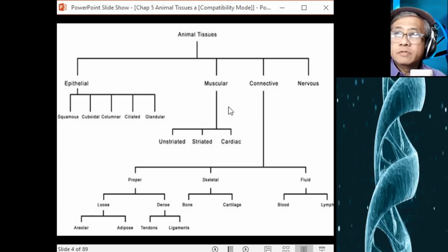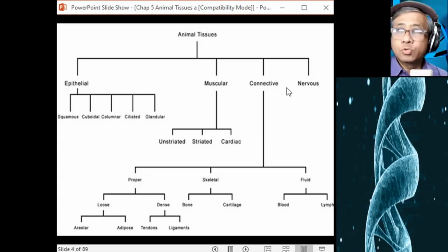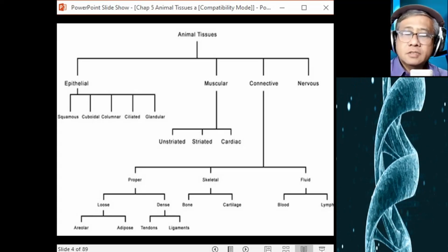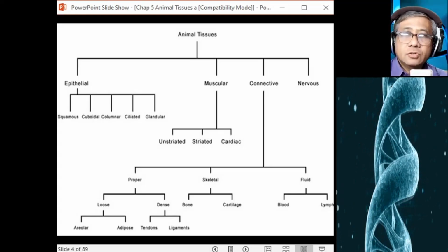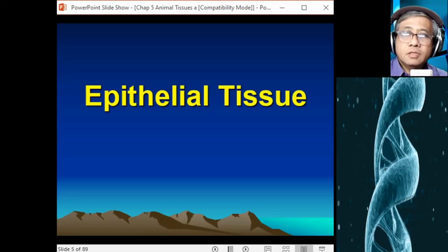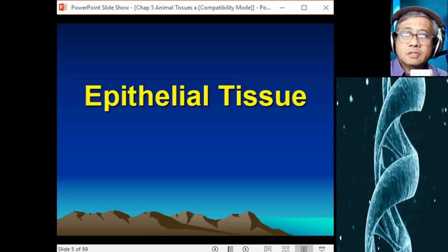And we have nervous tissue. The basic unit of the nervous tissue is the neuron. Alright, so this is how our tissues are classified. So let us now proceed with a detailed discussion of epithelial tissue.